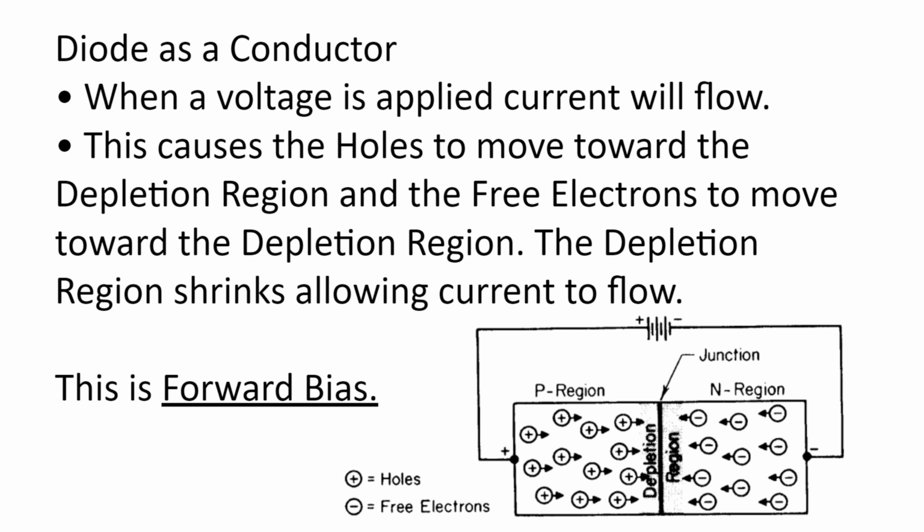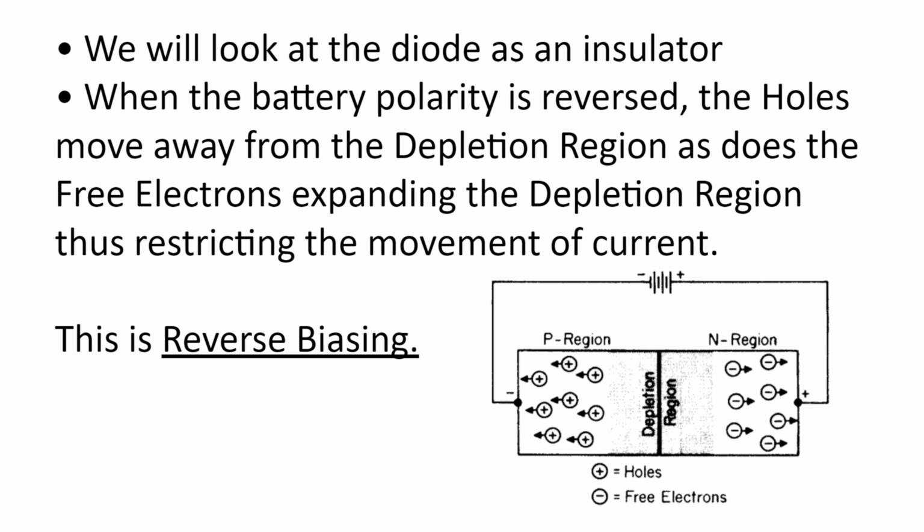Diode as a conductor: when a voltage is applied, current will flow. This causes the holes to move toward the depletion region and the free electrons to move toward the depletion region. The depletion region shrinks, allowing current to flow. This is forward bias.